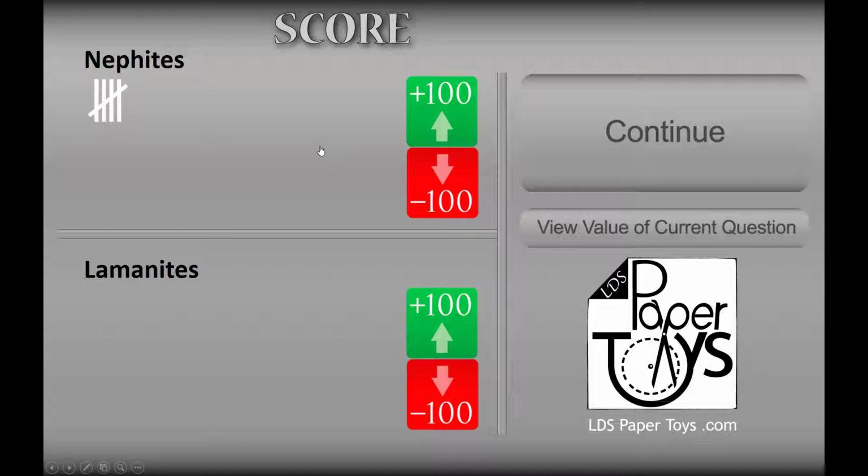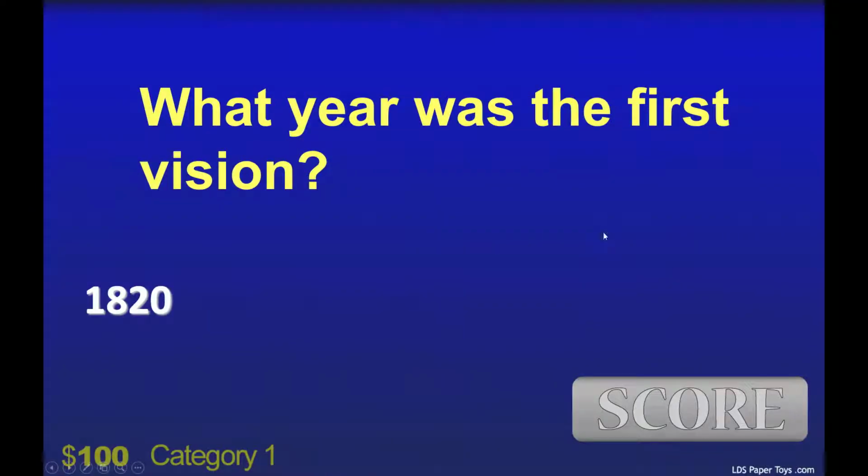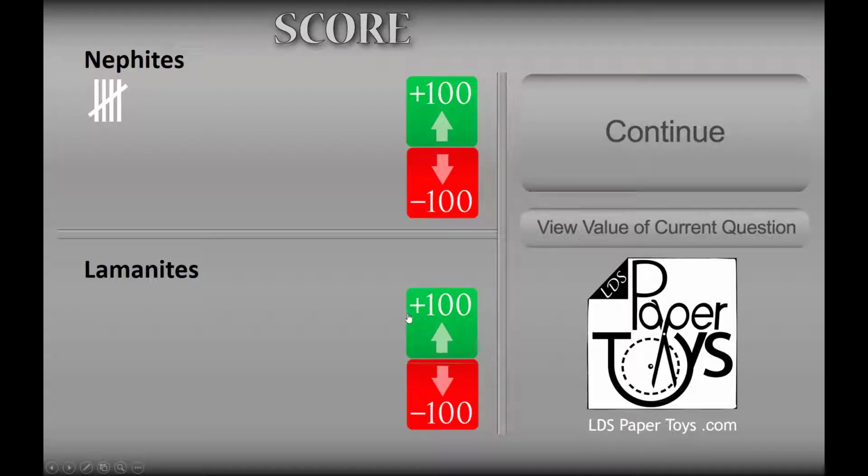And let's say you came to this point, but you forgot what the value was of that question. Just hit this button, View Value of Current Question. It'll take you back to this question we were just on. You can say, oh yeah, that was $100. So I hit Score, and then you could add that there. So in this example, I gave them 5 when I really should just give them 1, because 5 would be for a $500 value question.